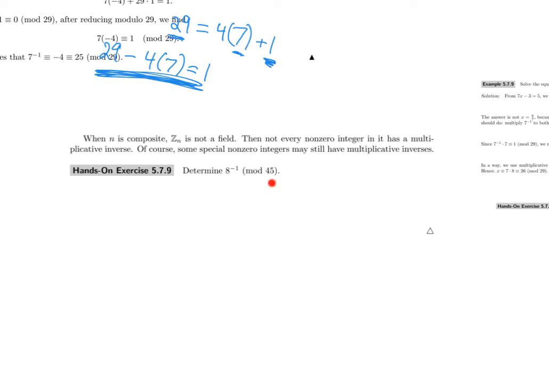So go ahead and give this hands-on exercise a try. What is the multiplicative inverse of 8 mod 45? Use the Euclidean algorithm. Use this idea of reducing an equation mod 45 and draw the conclusion appropriately.